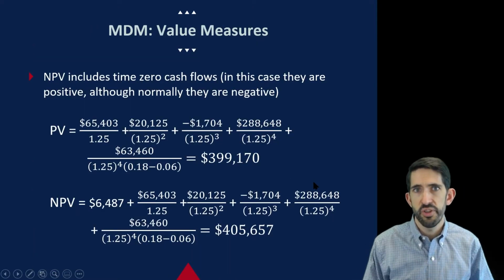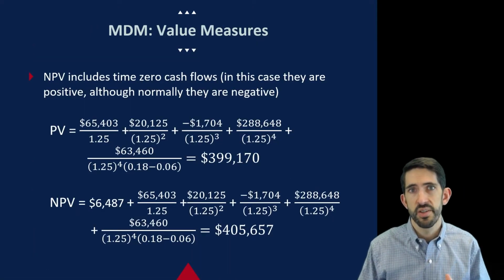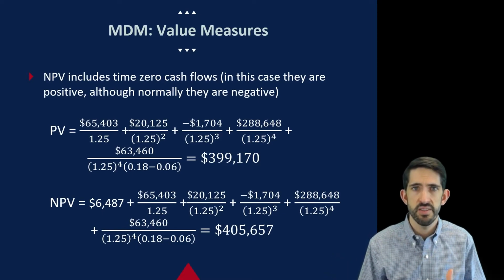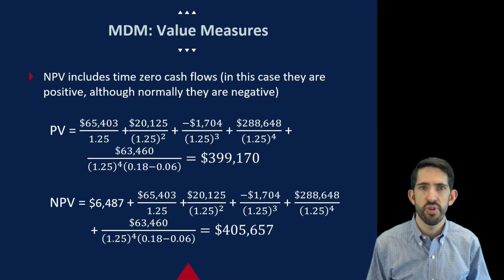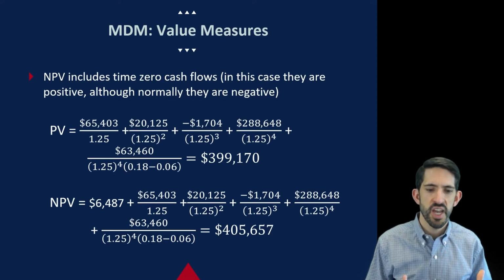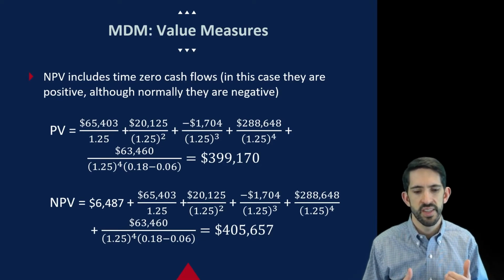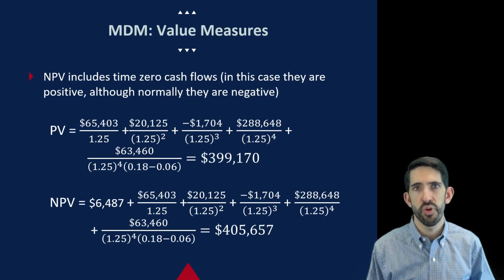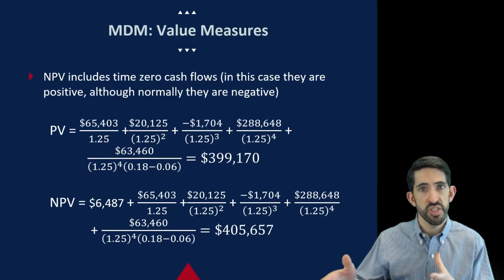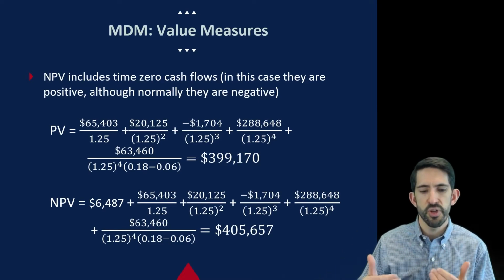Now, if we turn to how we value this, we take those dividends. We have explicit cash flows as dividends. We can then discount them back to present value. So you see in the calculation here, we take that first cash flow and discount it one period. That's the $65,000 divided by 1.25. We then have each subsequent cash flow in the explicit period discounted by the appropriate amount.